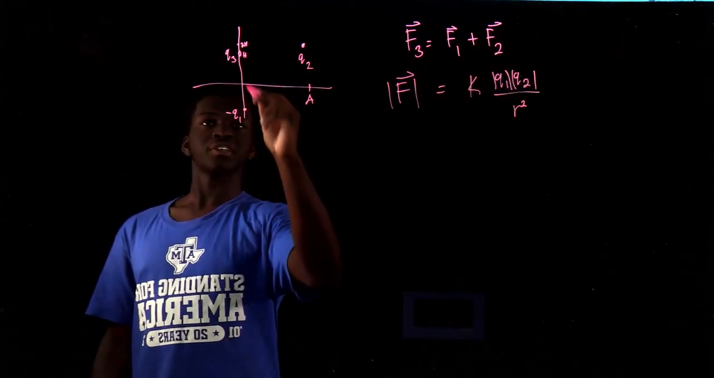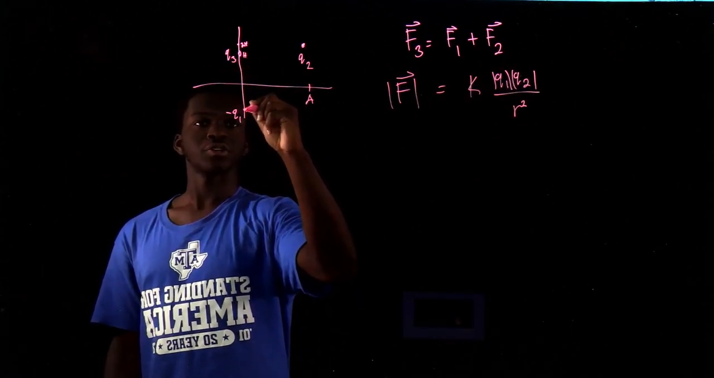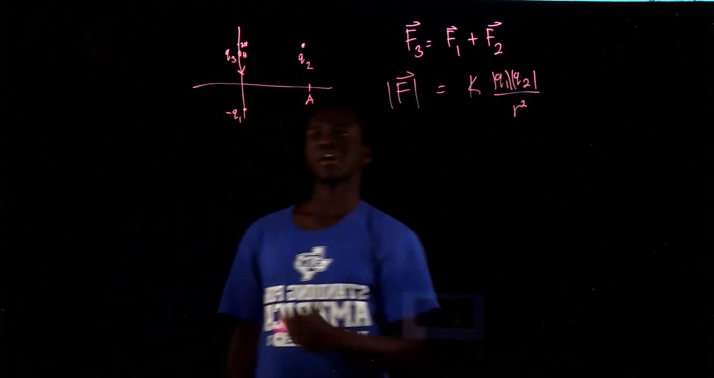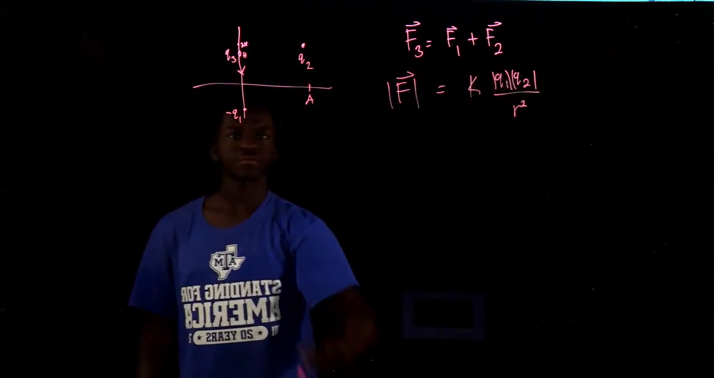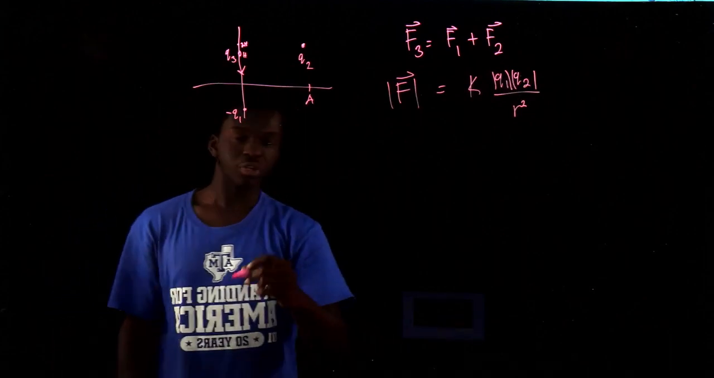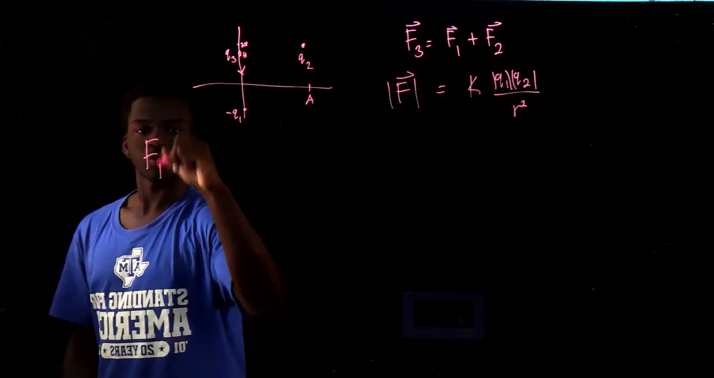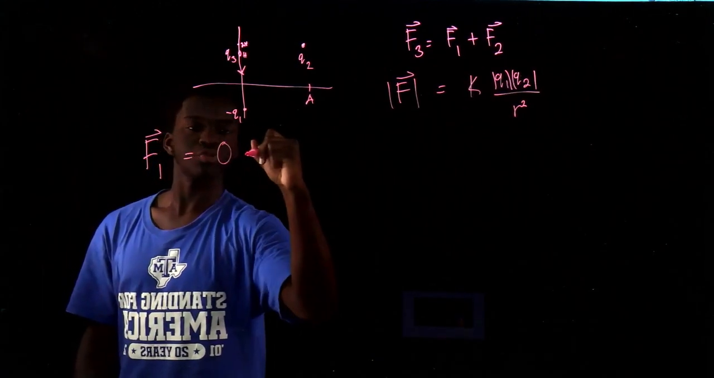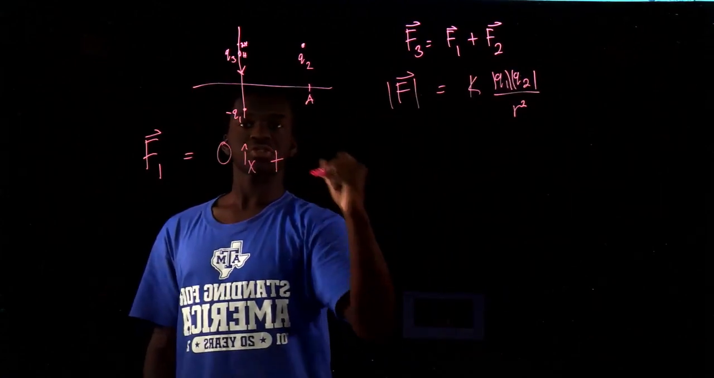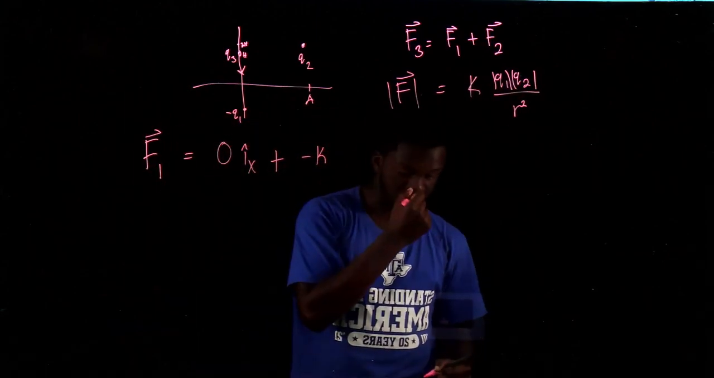So we know this is negative and that is positive, so it's gonna be an attractive force. So this is gonna attract to there and it's gonna bring back an attractive force that way. So we have negative y and we have zero x. So let's start off with the force of one. Force of one is equal to zero i_x plus negative k, negative k because it's going downwards in the y direction.